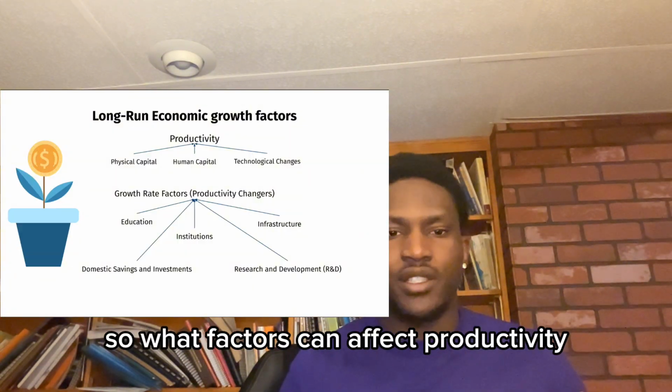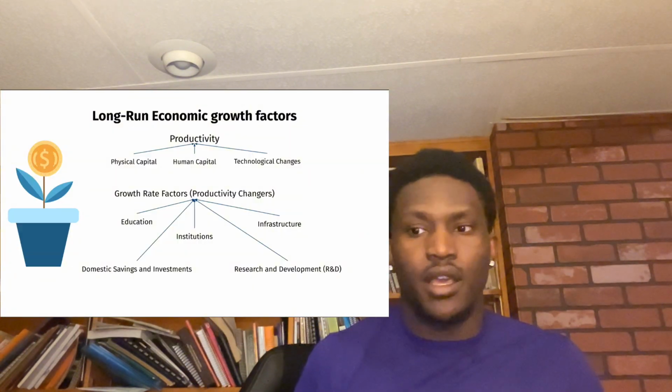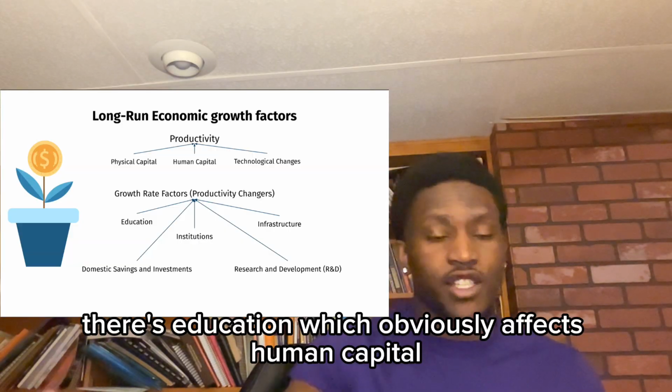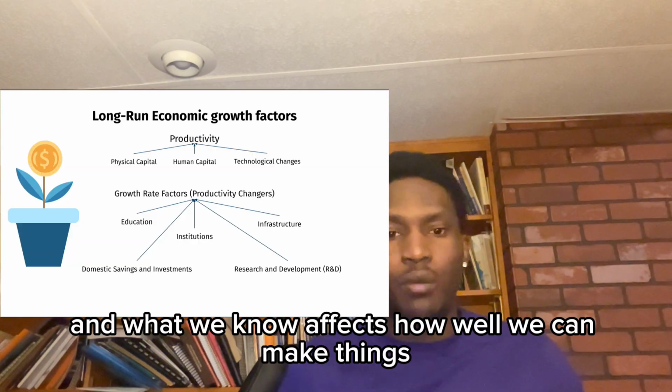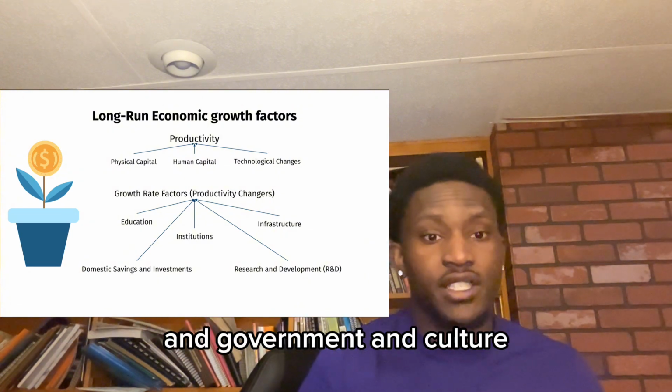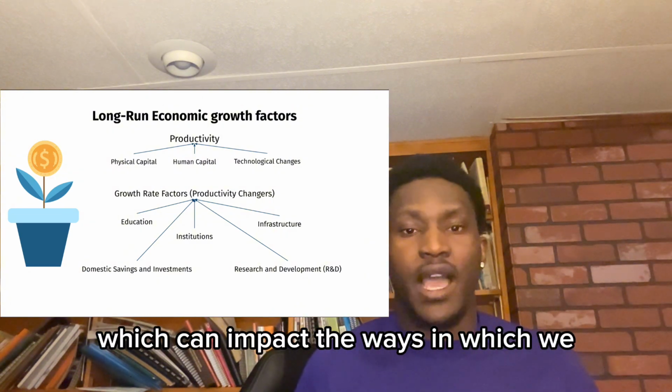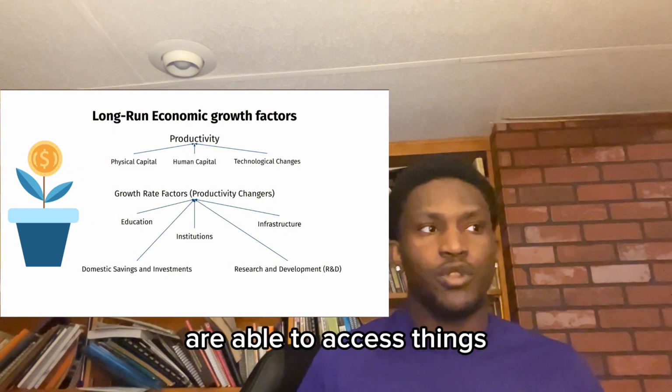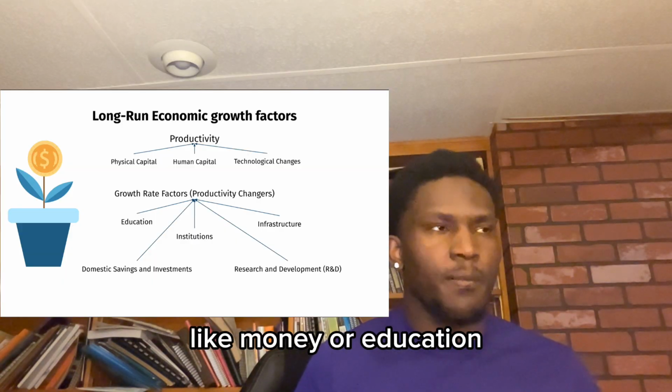So what factors can affect productivity? Well, there's education, which obviously affects human capital. How much we know and what we know affects how well we can make things. Then we have institutions like banks and laws and government and culture, which can impact the ways in which we are able to access things like money or education.